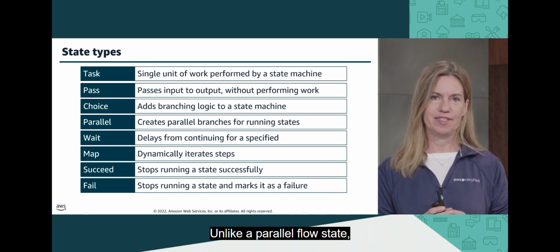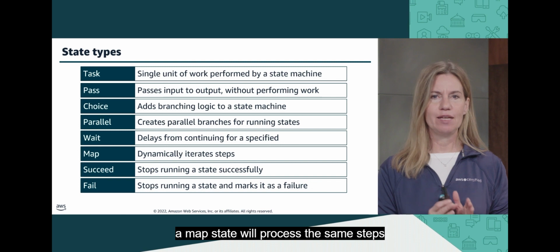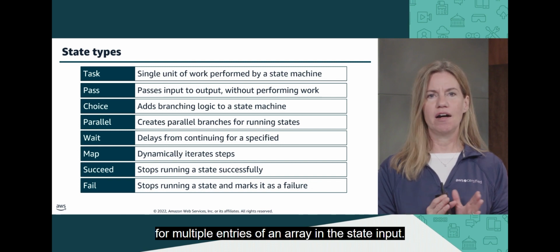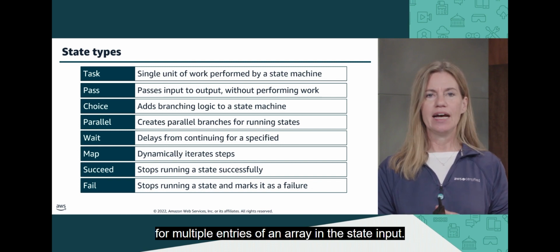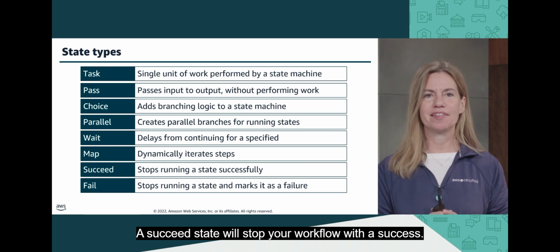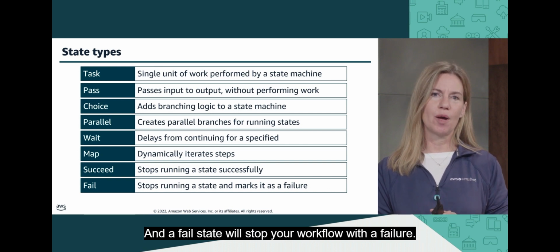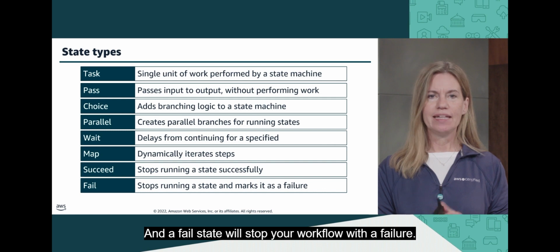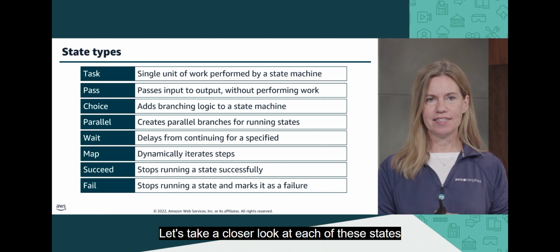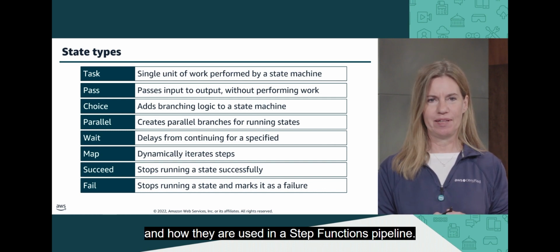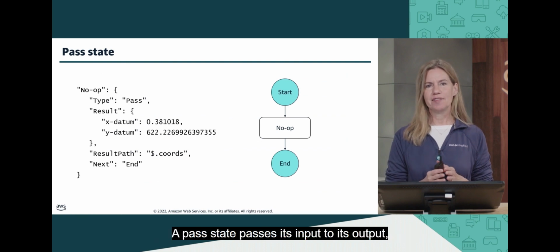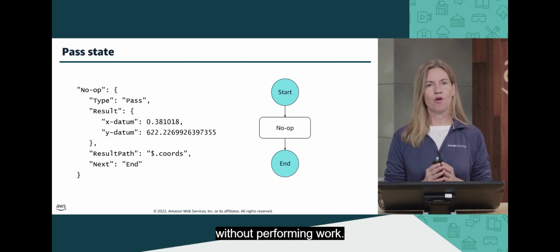Unlike a parallel state, a map state will process the same steps from multiple entries of an array in the state input. A succeed state will stop your workflow with a success, and a fail state will stop your workflow with a failure. Let's take a closer look at each of these states and how they are used in Step Functions pipelines.